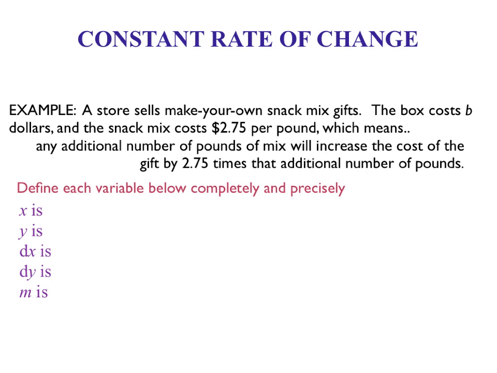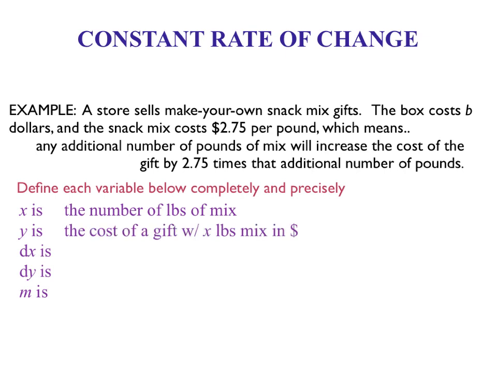Hey Zeus, what did your table come up with? What did you say X was? Number of pounds of mix. Okay, number of pounds, right? And Y? All right, so yeah, the cost of the gift with X pounds of mix in it in dollars. Are these variables or parameters? Variables, right? Because you can choose different amounts of pounds to put in the box. All right, let's move on.